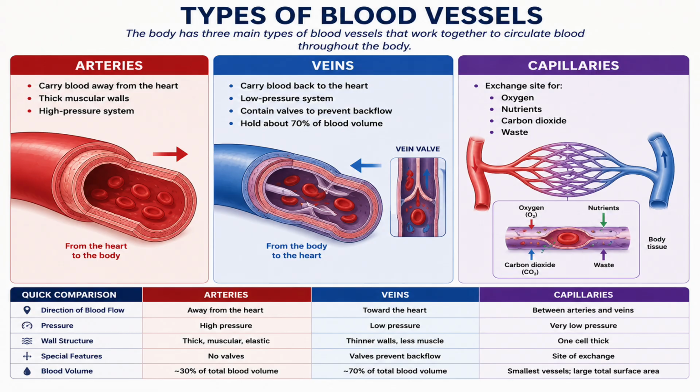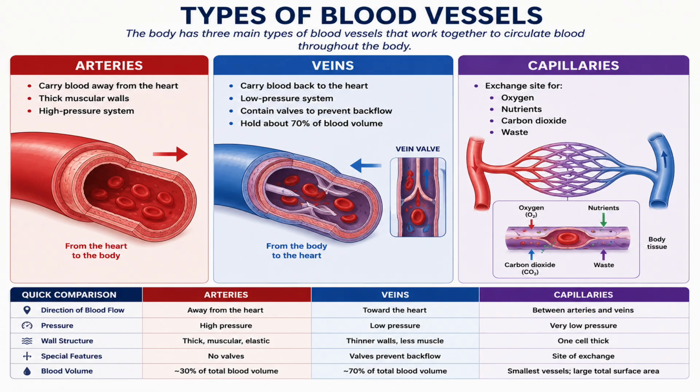So the arteries carry blood away from the heart. Because blood is pumped out under high pressure, arteries have thick, muscular, elastic walls that can withstand that pressure. Most arteries carry oxygenated blood, with the exception of the pulmonary arteries. Arteries are considered a high pressure system and help maintain blood pressure and tissue perfusion.